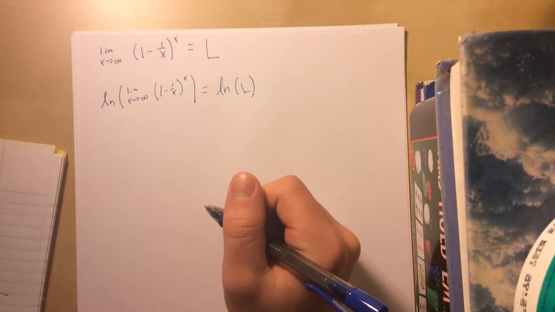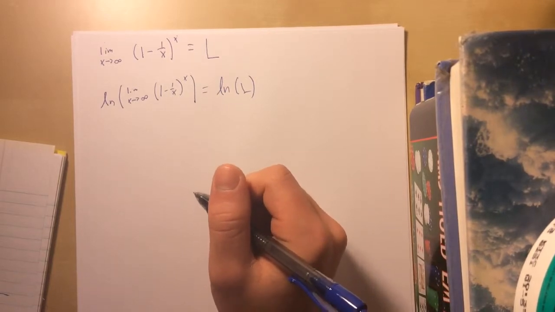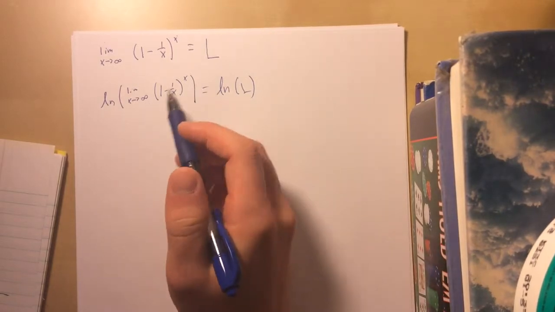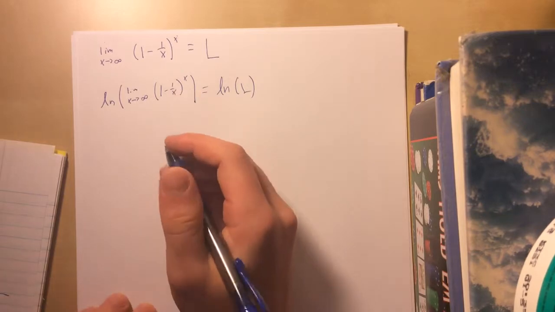And from here, we can use a property of limits, which is that the log of the limit is going to be equal to the limit of the log.